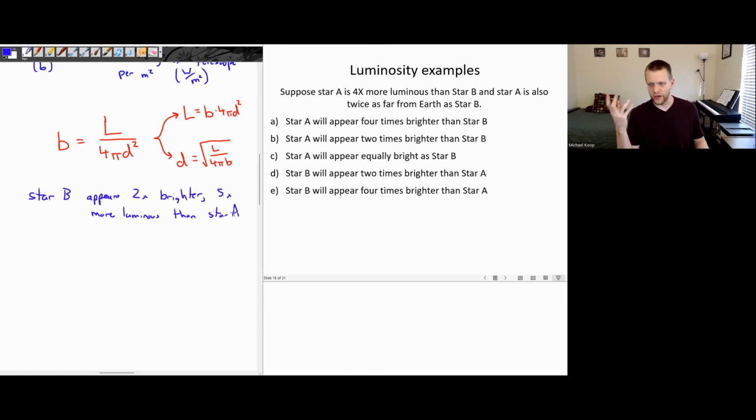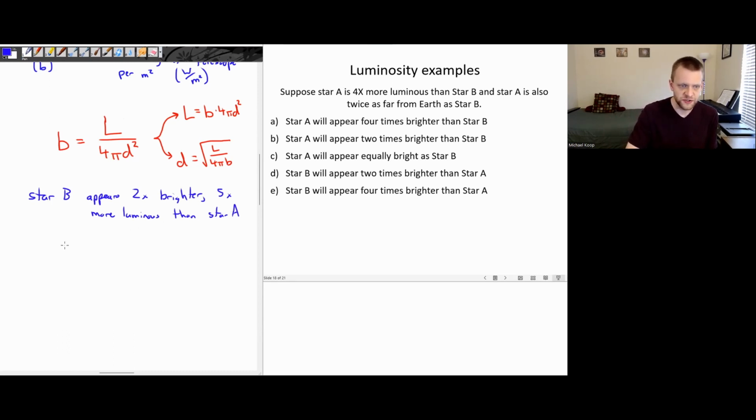So somehow we already know the luminosities of these stars. This is not the standard way that this would be done, but again, good to just get a complete set on here. So star B appears twice as bright, but it's actually 5 times more luminous than star A. And I don't know, how are the distances to these stars going to compare?